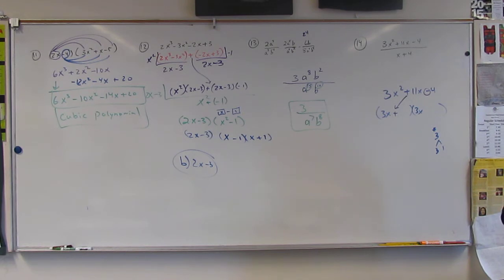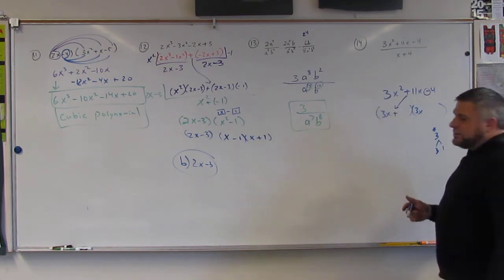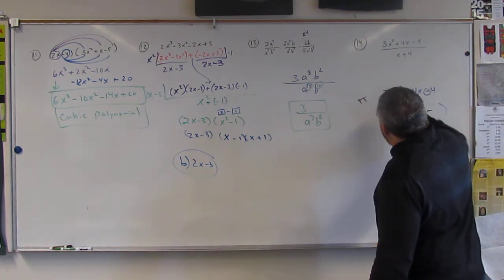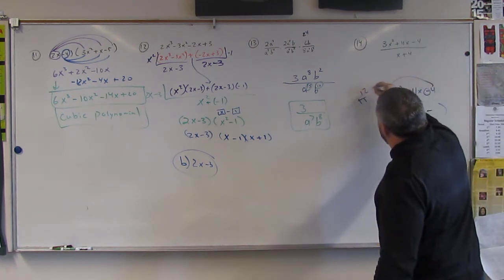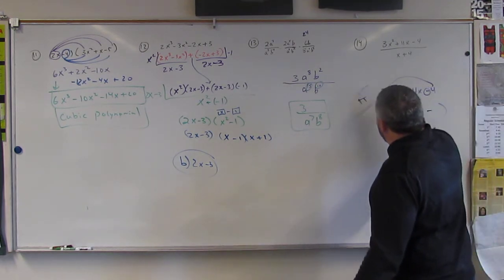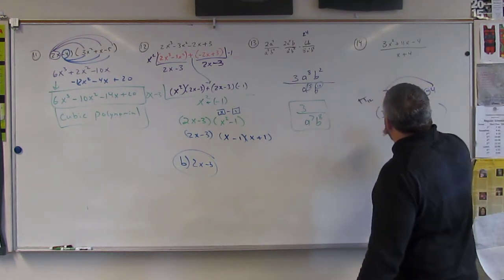What does minus tell you? Same or different? Different. So this is minus. All right, what's my product? My product is the first times the last, which is 12. So two things that multiply to be 12. I usually put the 12 underneath. 12. Two things that multiply to be 12.